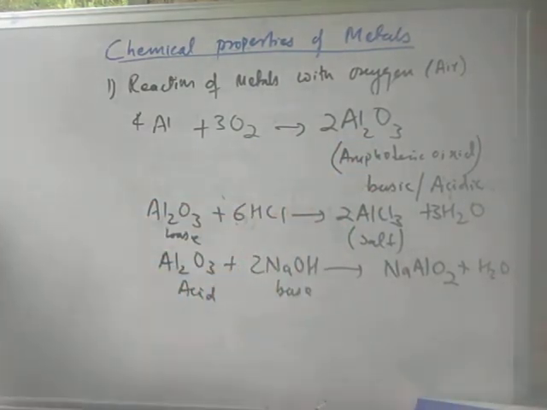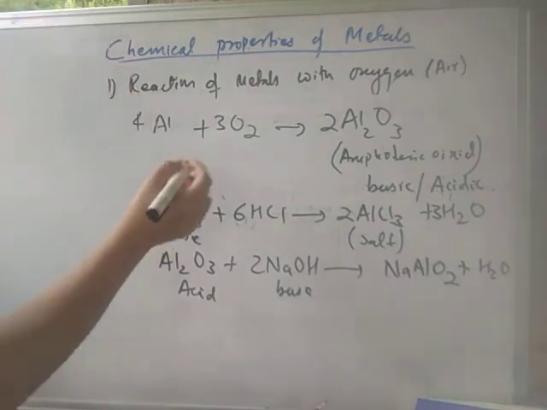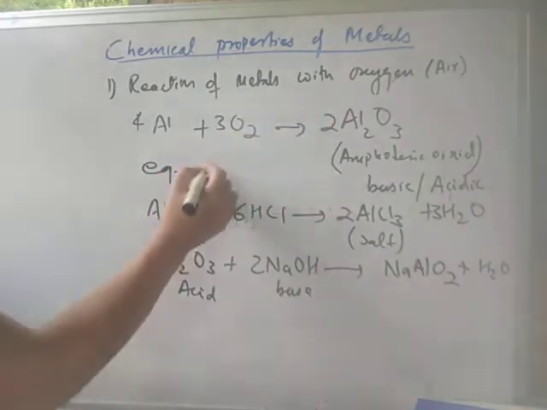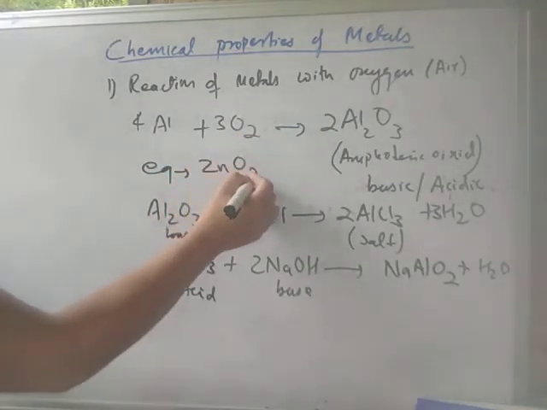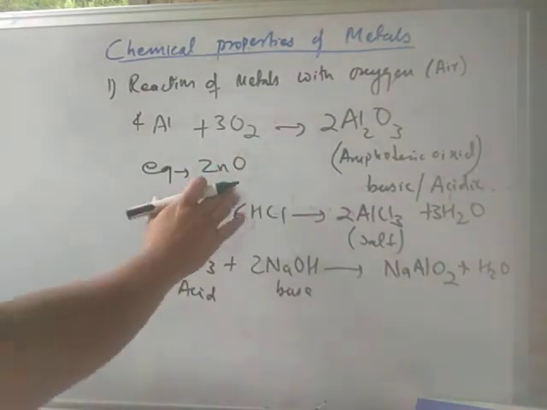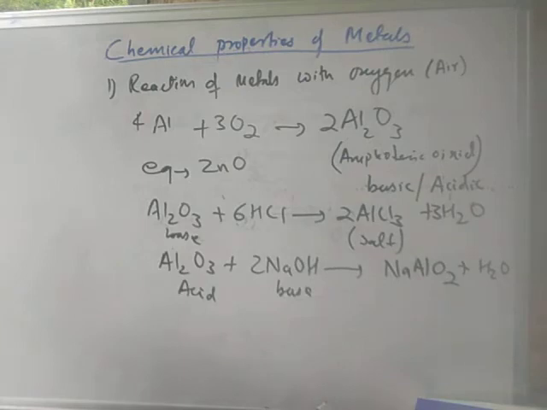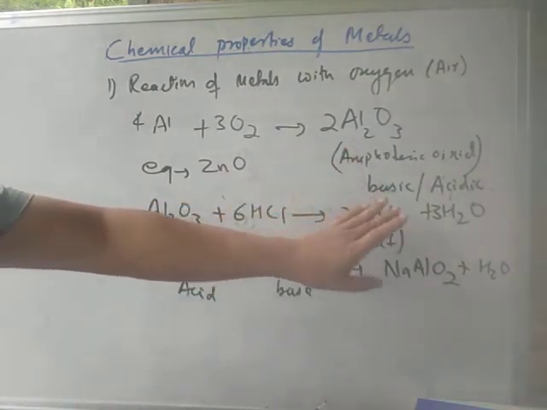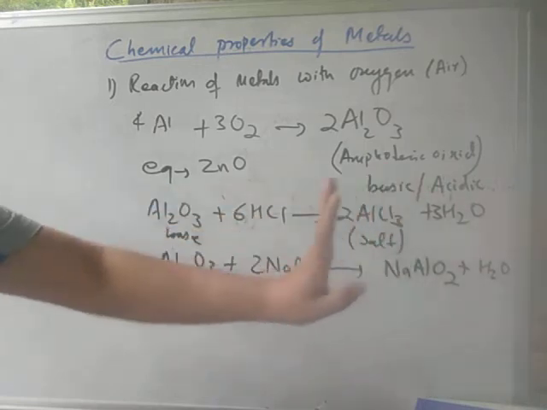There are other oxides, zinc oxide, which is also an example of an amphoteric oxide. Okay, clear? Very important topic, because it behaves as a basic oxide as well as an acidic oxide.